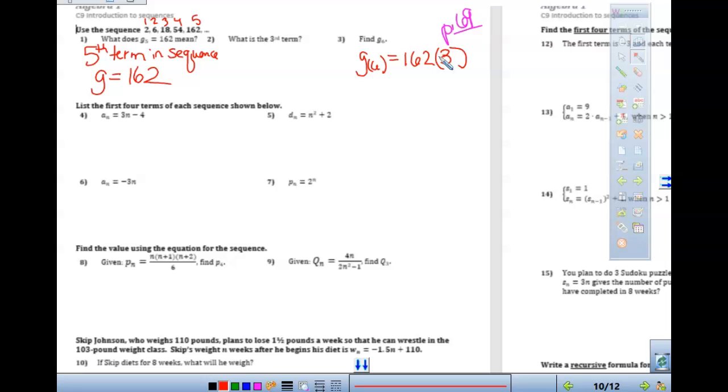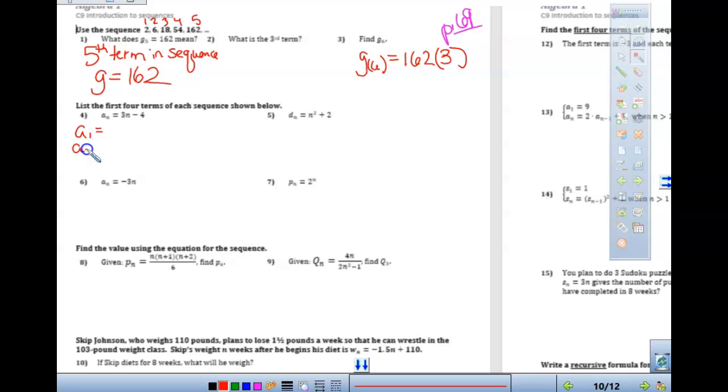So 1, 2, and 3, do them, check those answers. I want to look at 4 through 7. 4 through 7 says list the first 4 terms of each sequence. We're going to start with number 4. Please write a sub 1.